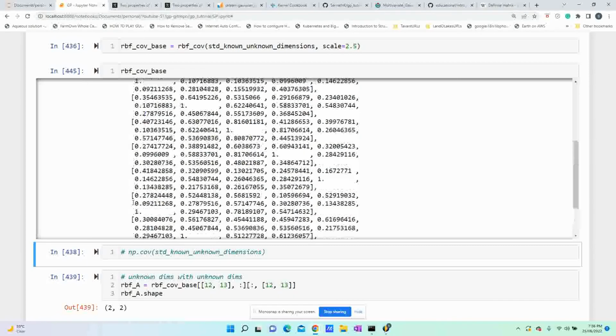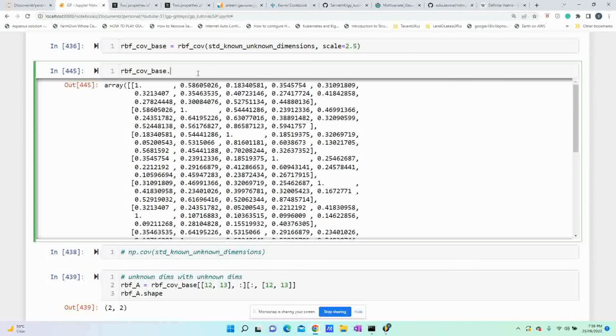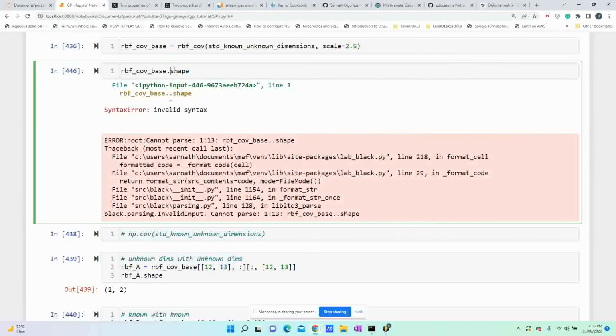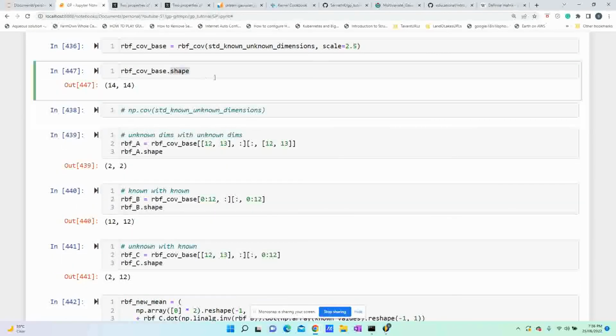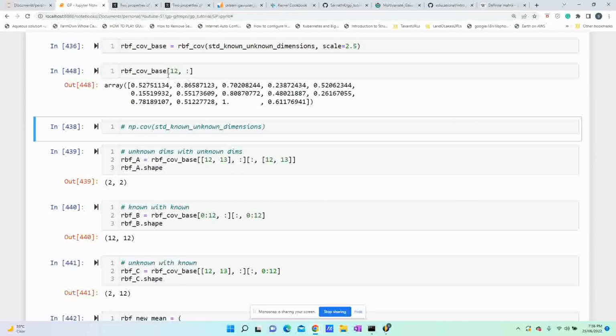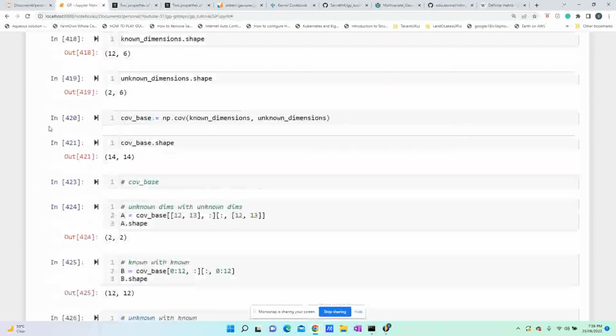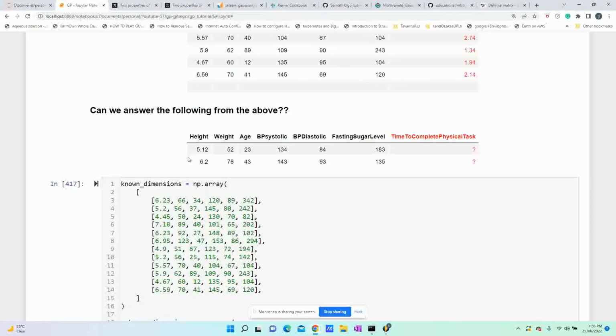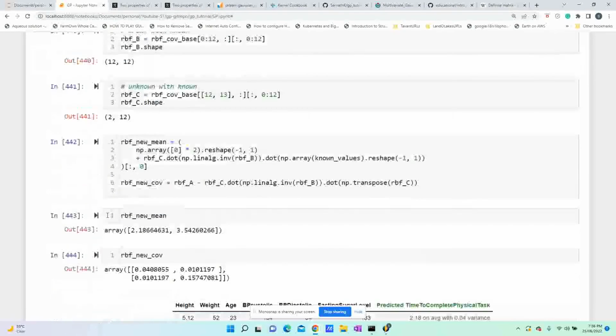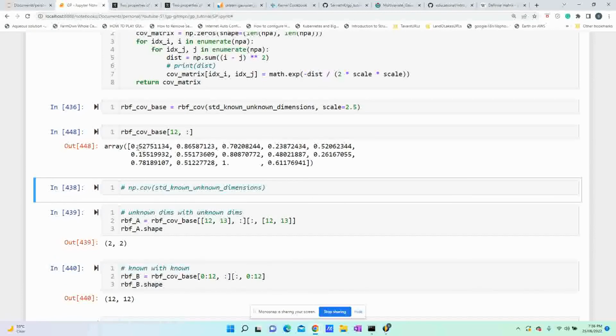So in this case, we are looking at the covariance matrix, which is 14 cross 14, right? We want to look at that 13th and 14th entry, right? 13, comma, this is the last entry, 12. So the indexing is 0 based. This is the covariance entry of this point. Which point? The point at which we are seeking prediction, right? 5.12, 52, 23, 134, 84, 183. For that point, right? This is your covariance entry.